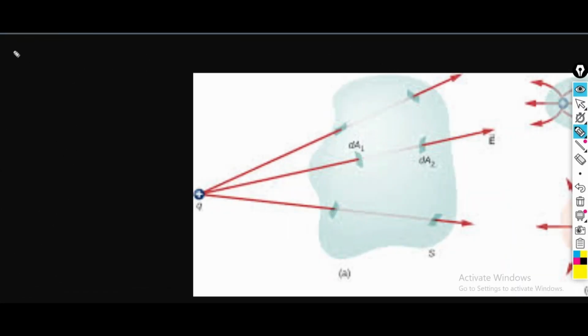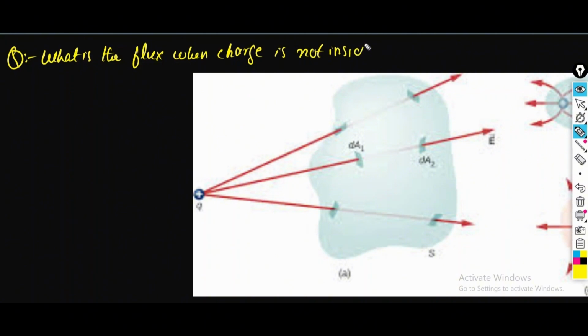And now we will answer the question: what is the flux when the charge is not inside the Gaussian surface? What will be the flux when the charge is not inside the Gaussian surface?